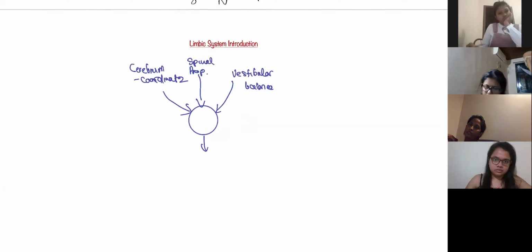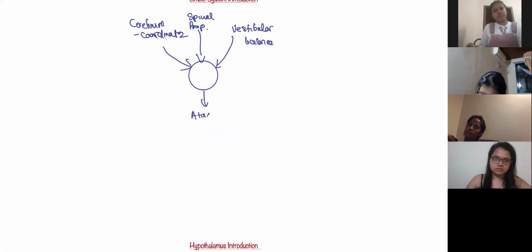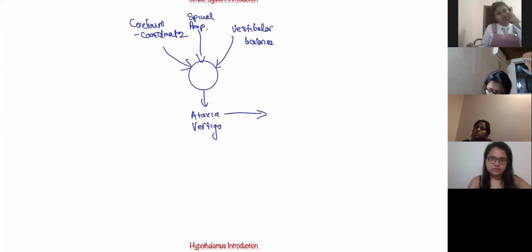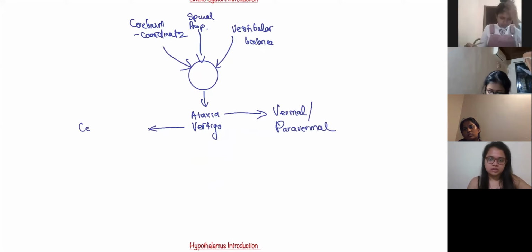If there is damage to the cerebellar system, it leads to ataxia and vertigo. And you need to be able to diagnose ataxia. Is it vermal or paravermal? Vertigo, you need to diagnose it as central or peripheral. Sorry, yeah, peripheral. And based on these symptoms, you need to treat the patient.